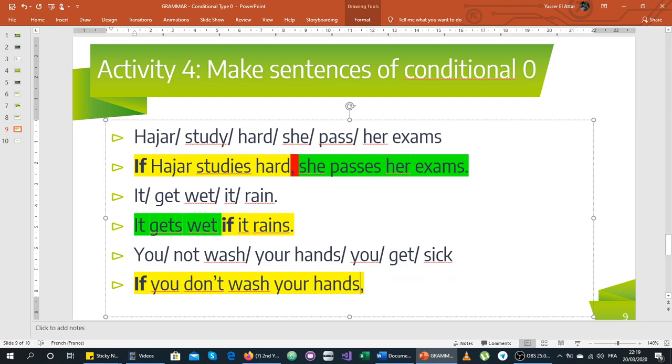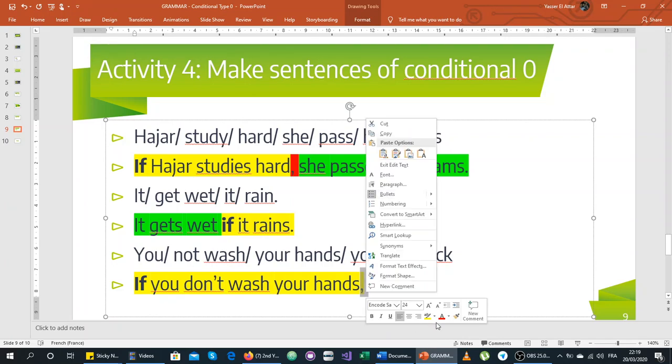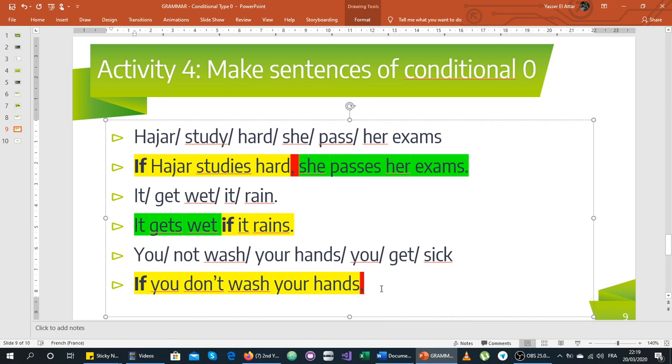Let's just make it in red colors. I love colors. I hope you love colors. I think Khulud loves colors because she is a very good drawer, painter, an artist.